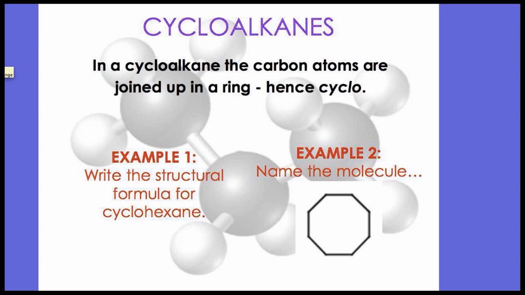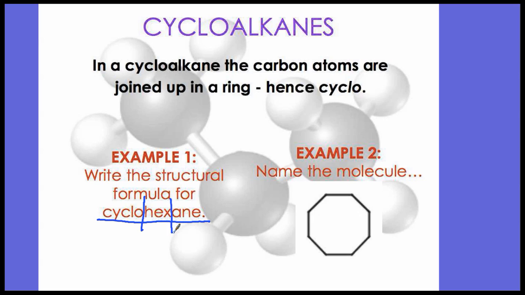Alright, we started drawing pictures of alkanes, alkenes, and alkynes last time. Now we're going to add on our functional groups. So the first thing we're going to talk about is cycloalkanes. What does cyclo mean? Circular, it's in a ring. Okay? So here's our example.